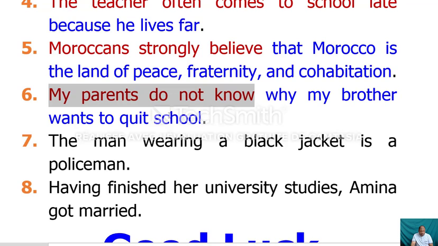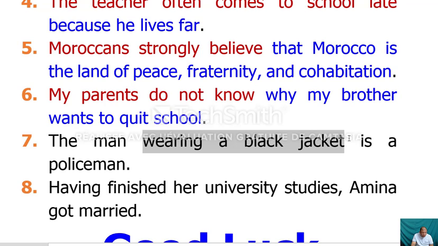The last one is related to the participial phrase. So, "wearing a black jacket." This is a participial phrase, and it is dependent. So the only phrase which is related to dependent clauses is the participial phrase. I am going to explain why.